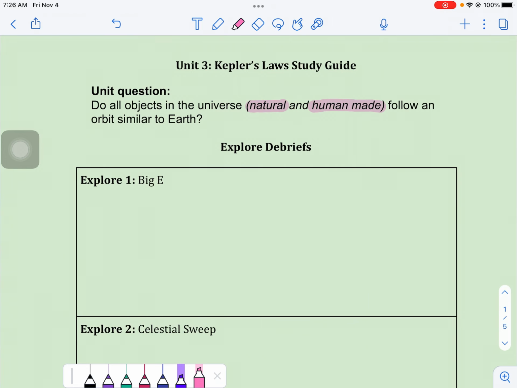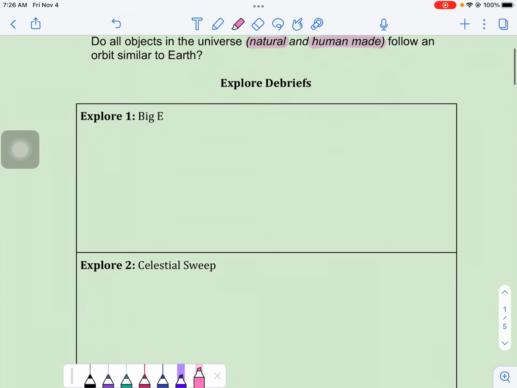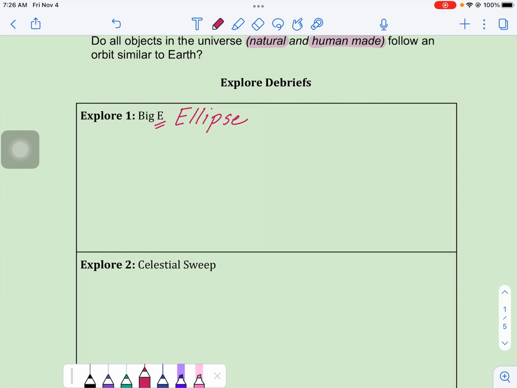So as we think about our unit question, we of course have our activities that we're getting done, starting with this one, the big E. And E is of course for ellipse. We made 2 elliptical shapes on our paper for this activity, kind of dissected them a little bit, and of course an ellipse is that oval shape.